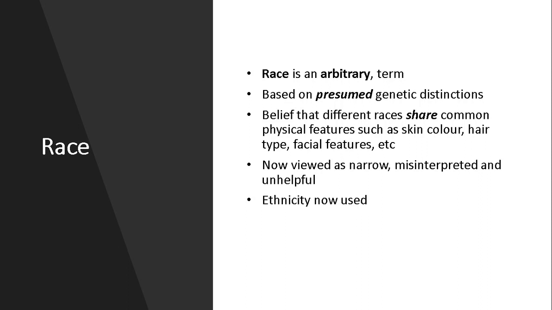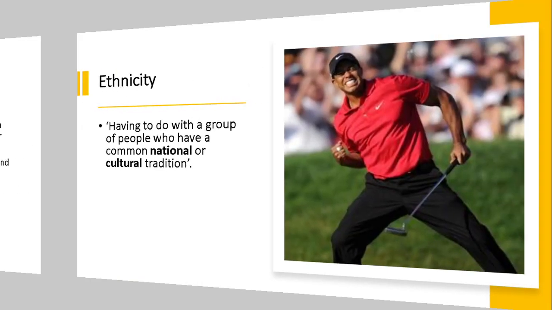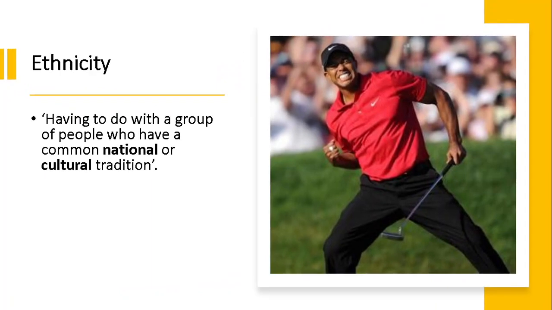Race is viewed as narrow, misinterpreted, and unhelpful by some now. Therefore, ethnicity is often used instead. Now, DNA testing shows that there is no pure race, with people inheriting a mixture of a range of races through generations and even back to our ancestors. So ethnicity is to do with a group of people who have a common national or cultural tradition.